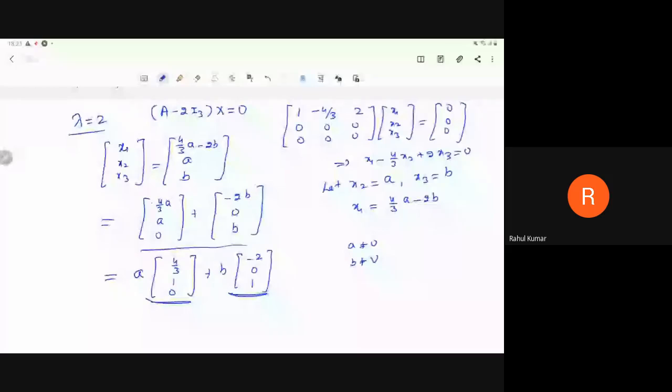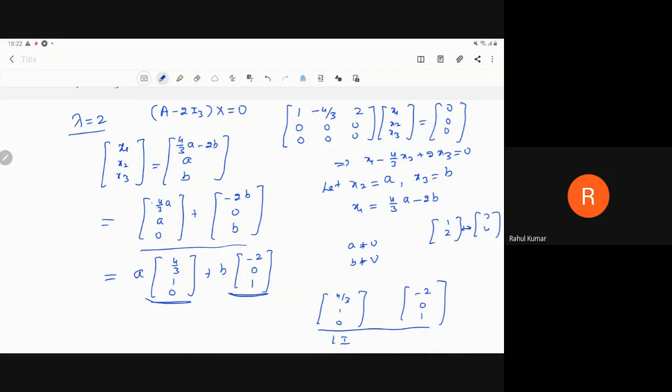All right. In fact, there are two independent eigenvectors, (4/3, 1, 0) and the other is (-2, 0, 1). These are independent. What is the meaning of independent? Linearly independent eigenvectors means they are not multiples of each other. For example, if one eigenvector is (1, 2) and the other is (2, 4), these are not independent. These are dependent because they are multiples of each other. If I multiply the first one by 2, I get the second one. But here, this is not the case. So these are independent eigenvectors.